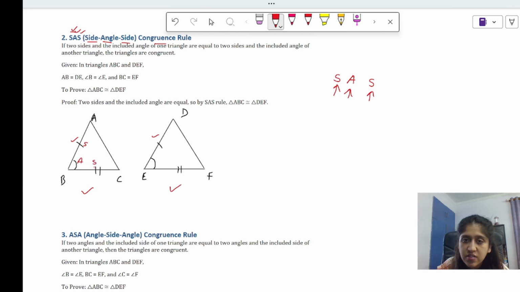So SAS. I hope the concept is clear. तो इससे मैंने क्या प्रूव करा? That ABC triangle is congruent to DEF. This is another rule to prove कि भैया दोनों congruent है. ठीक है, I hope the concept is clear.